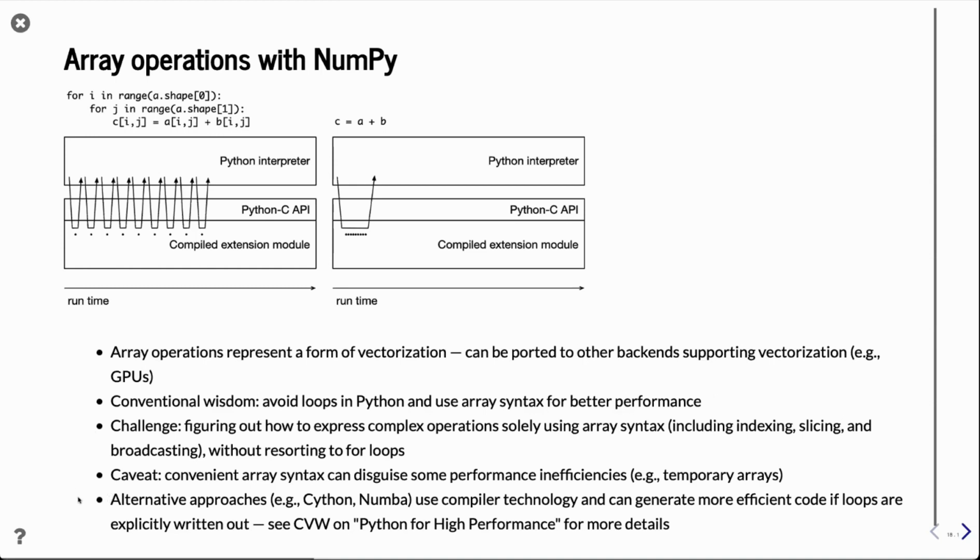Interestingly, there are alternative approaches in packages like Python and NumPy that encourage you to unroll these loops and to write explicit loops, but that's because they use additional compiler technology and generate extension modules essentially, and they can in fact generate more efficient code if the loops are explicitly written out. And so depending on your performance needs, you might actually want to look into something like that. I won't say more about it here, but in our CVW on Python for high performance, we address that in more detail.